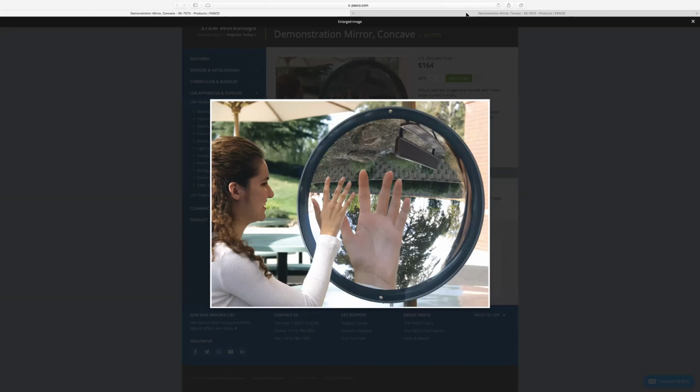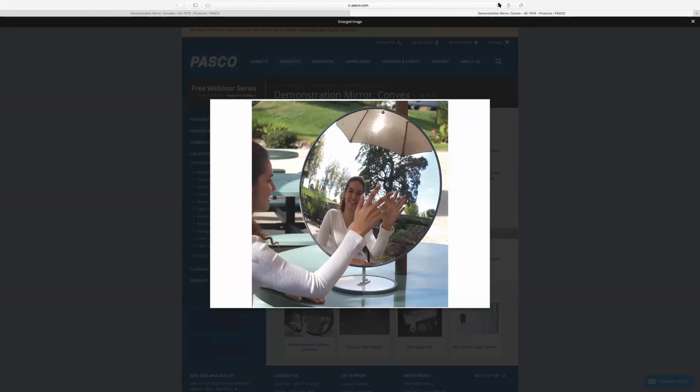Let's look at the other type. The other type is called the convex mirror. So we have the same lady. She's holding up her hand, but now her reflection looks a little bit smaller. But one of the interesting things that happens with convex mirrors is that we're able to see a wide field of view of things around it.